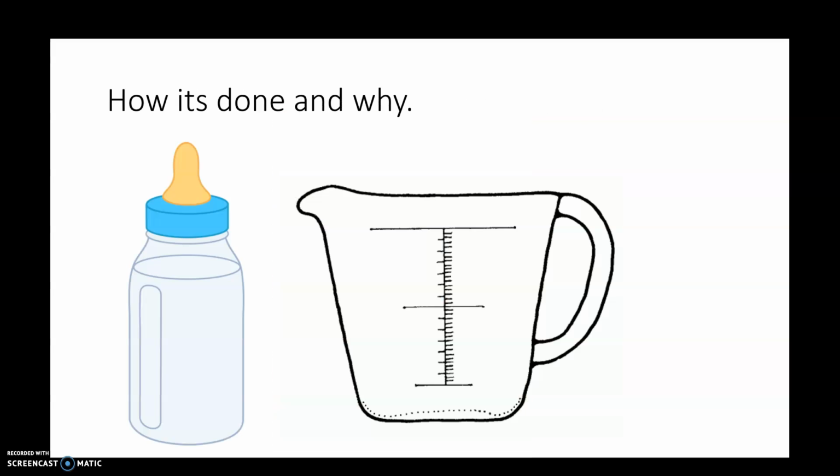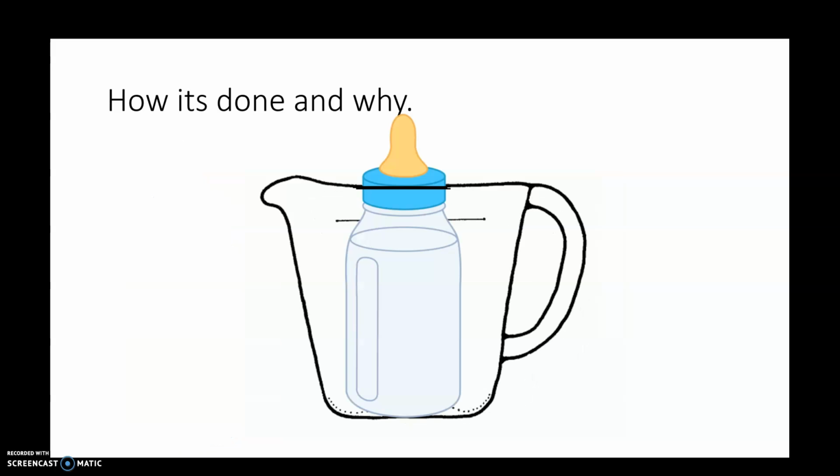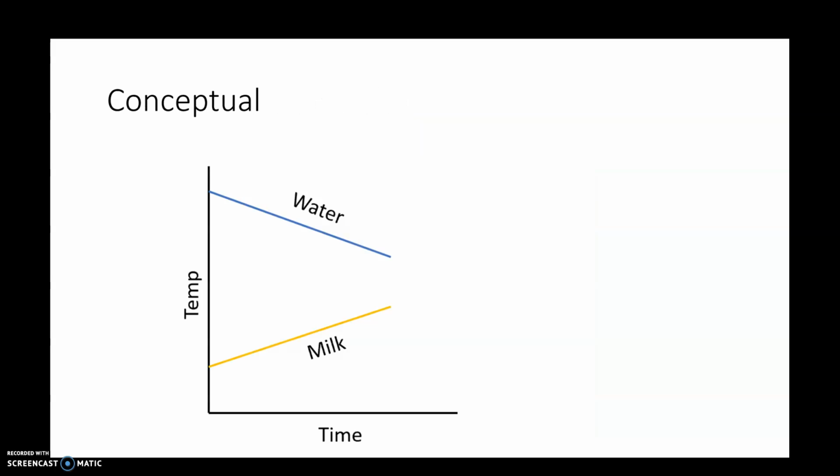To heat up a bottle of milk, you take the bottle with milk in it and you put it inside the measuring cup. The milk starts at about 10 degrees Celsius, and the water in the measuring cup, for the purposes of our experiment, was 80 degrees Celsius. And in theory, your water will cool down and your milk will heat up. I predict the graph will look something like that.